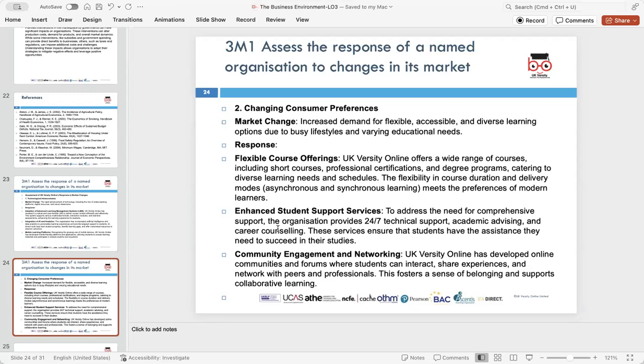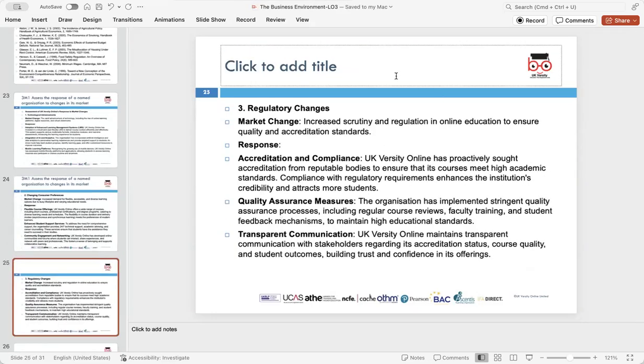Community engagement and networking. UK Versity has developed online communities and forums where students can interact, share experiences, and network with peers and professionals. These platforms foster a sense of belonging and support collaborative learning. By engaging in these communities, students can discuss course material, seek help, and build valuable connections that can benefit them on personal and professional levels. Regulatory changes.